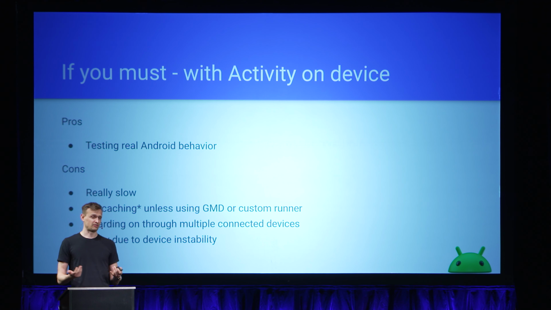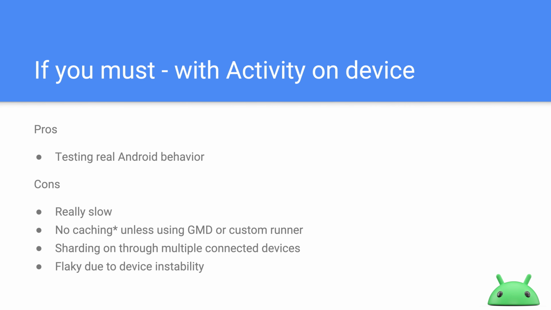And then finally, the least exciting solution you can do is actually run the activities like the real thing. And then you're testing the real Android behavior. You're getting pretty high confidence that you're doing the thing that your end users will be doing. The downside is it's really slow. We're talking hundreds of milliseconds at minimum just to launch the activity. And so you really want to be careful of that. And you have the same problems of lack of caching and sharding, and then flakiness gets even worse because now you're running for a longer amount of time.